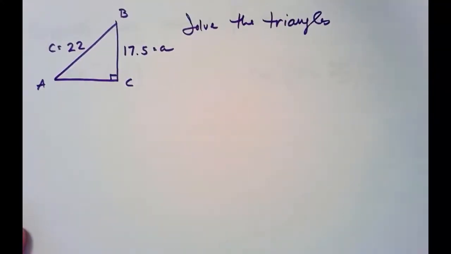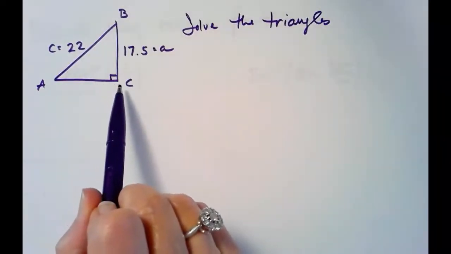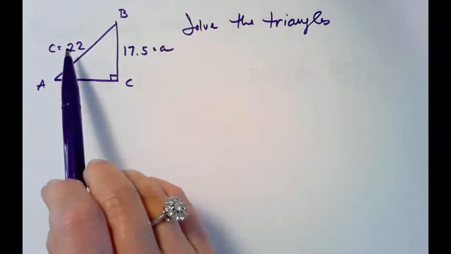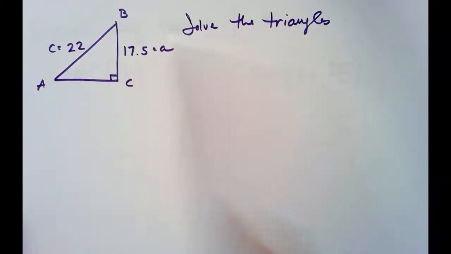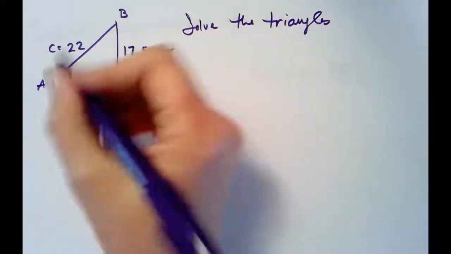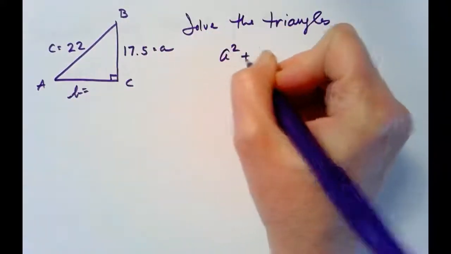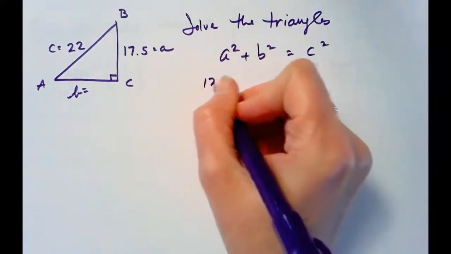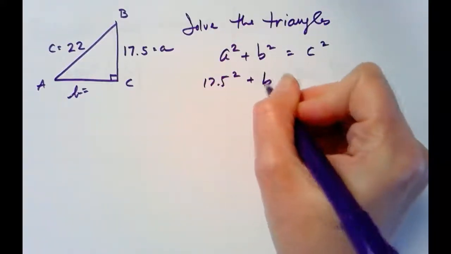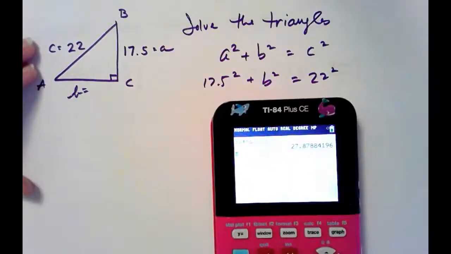Let's do it again. This time we've got, again, angle C is the right angle, and all we know are the hypotenuse and side BC. So we can use the Pythagorean Theorem in order to find the missing side, which is going to be little b right down there. A squared plus b squared equals c squared. So 17.5 squared plus b squared equals 22 squared. Let's solve for b squared here.